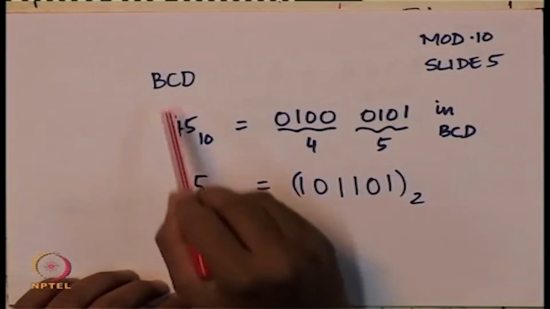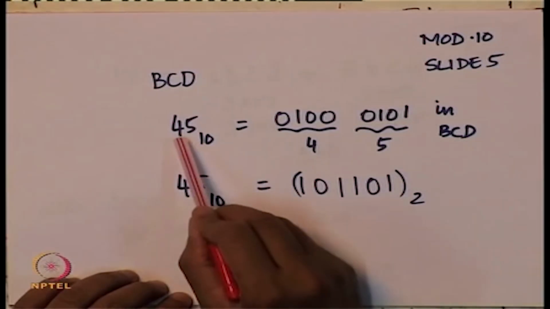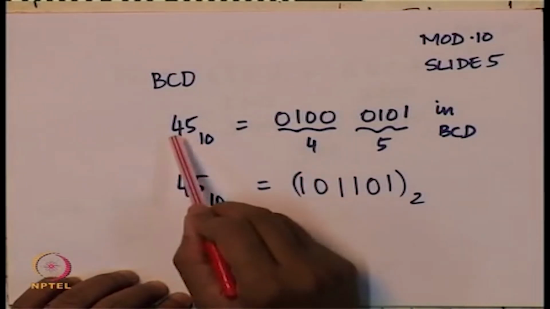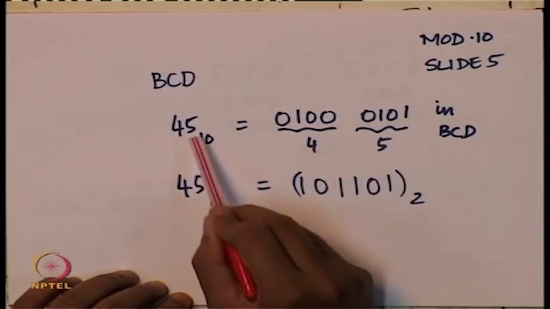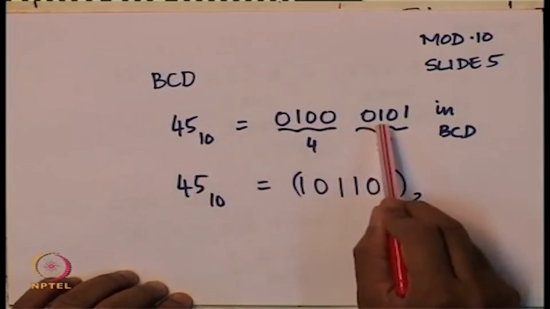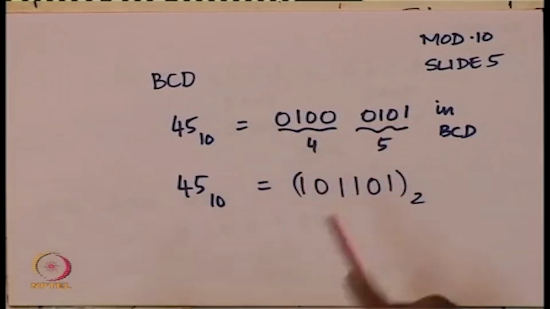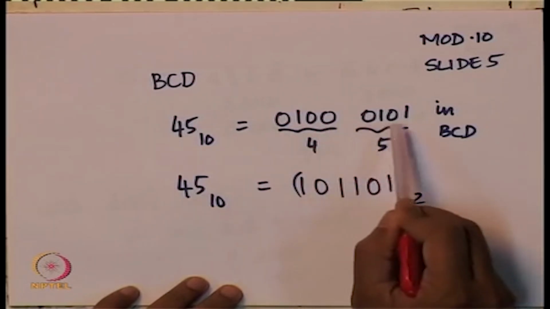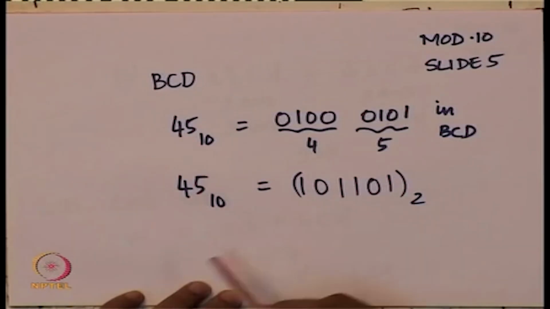BCD stands for binary coded decimal. So let us look at this number called 45 here. So 45 in BCD is as follows: you take the number 4 and you write the binary equivalent of it, which is 0 1 0 0, and you take the number 5, you write the binary equivalent of that, which is 0 1 0 1, and if you put them together or concatenate them, you get the sequence 0 1 0 0 0 1 0 1, and that is the binary coded decimal representation of 45.